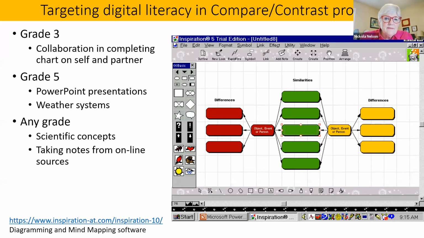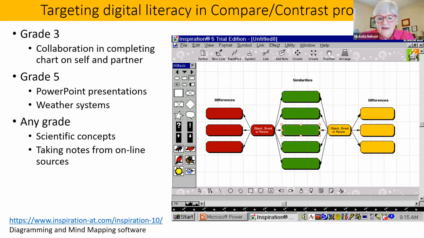So here are a few examples of how we've used targeted digital literacy in compare and contrast projects. One thing that we have done multiple times in third grade classrooms is introduce students to this idea of comparison and contrast by pairing them up with a partner, so that this is an opportunity, by the way, to work on their collaboration skills as well and their communication skills.